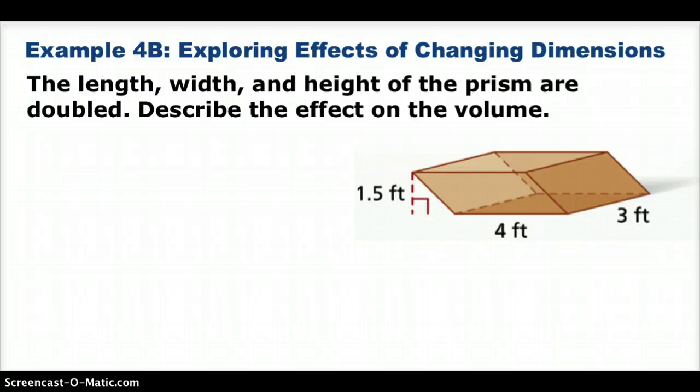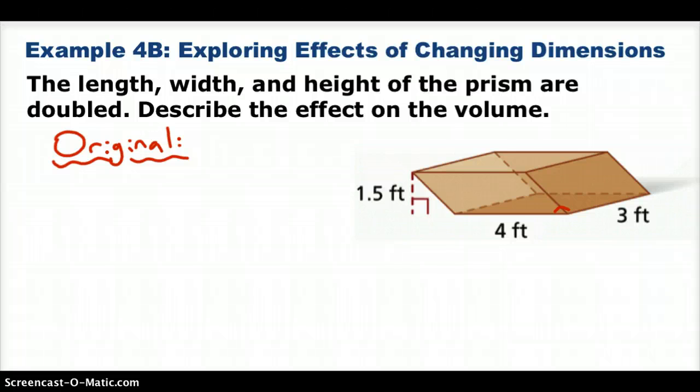Now in this example, it's saying that the length, the width, and the height of this prism are doubled, and then we describe the effect on the volume. First of all, let's look at our original three-dimensional figure. I'll call this original, or call it old and new, or whatever you want. I'm going to assume that these are right angles here, so I'm going to assume this is a rectangular prism.